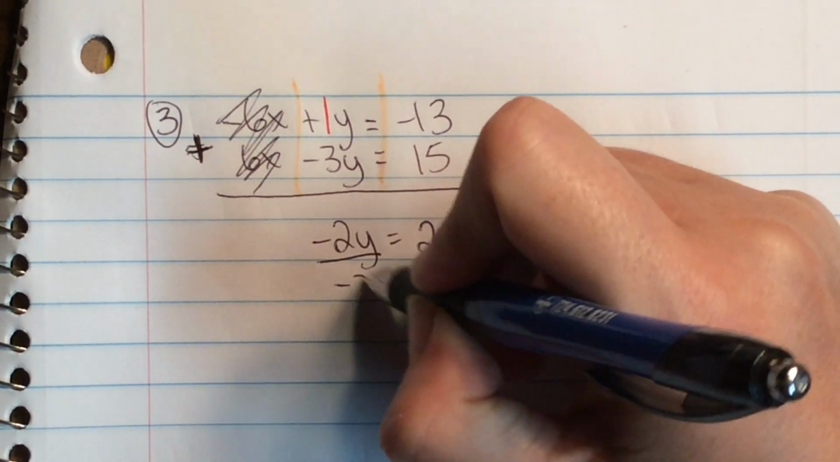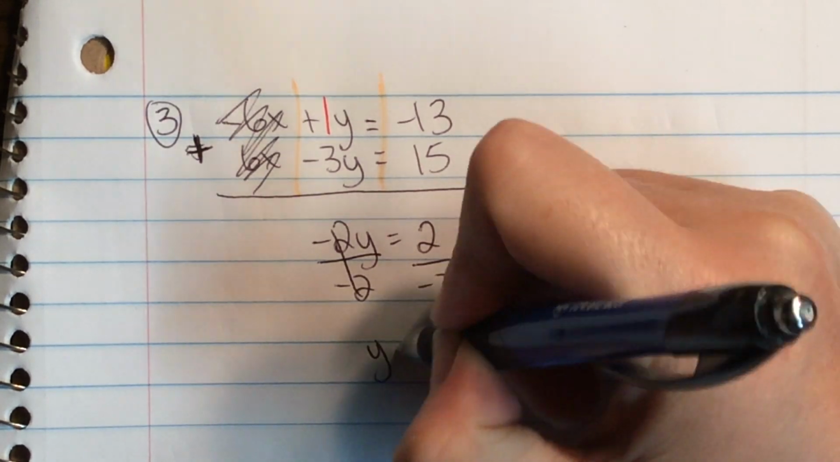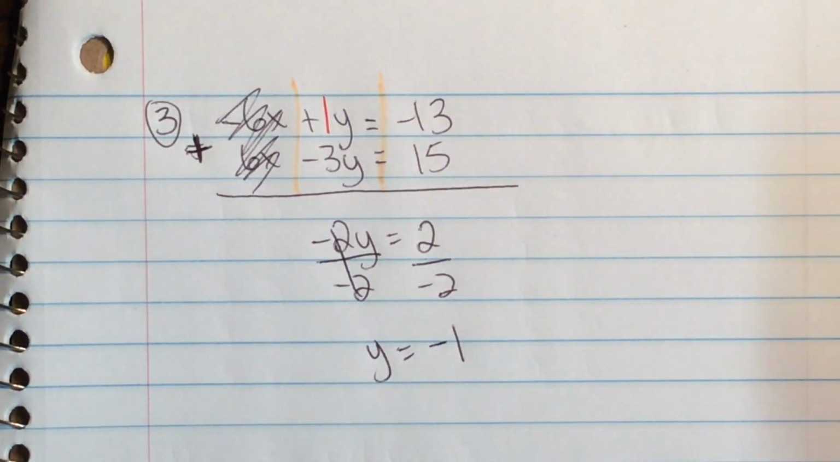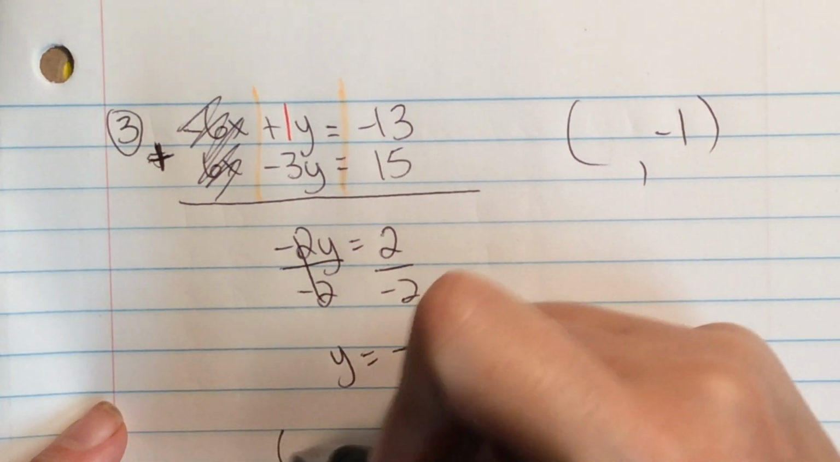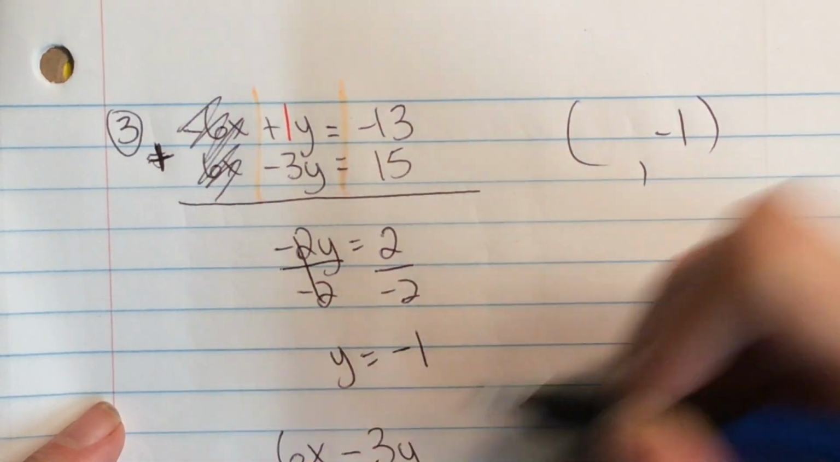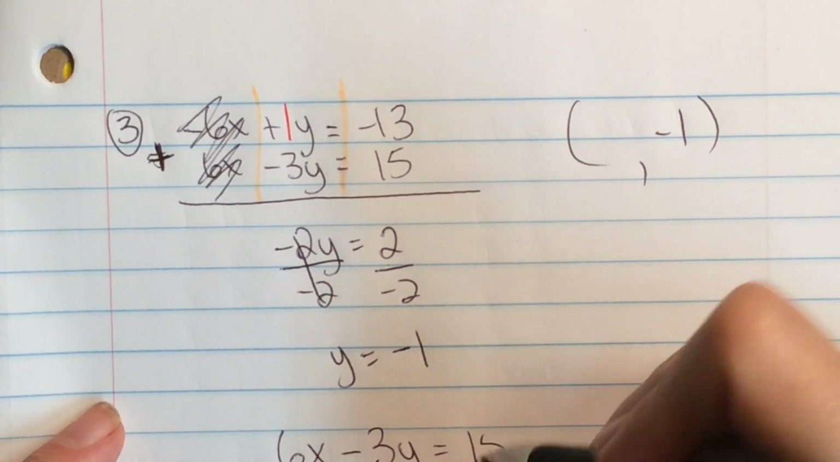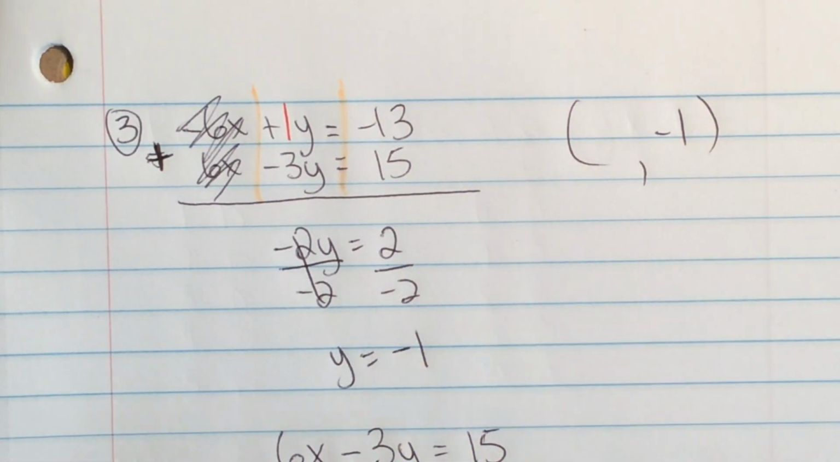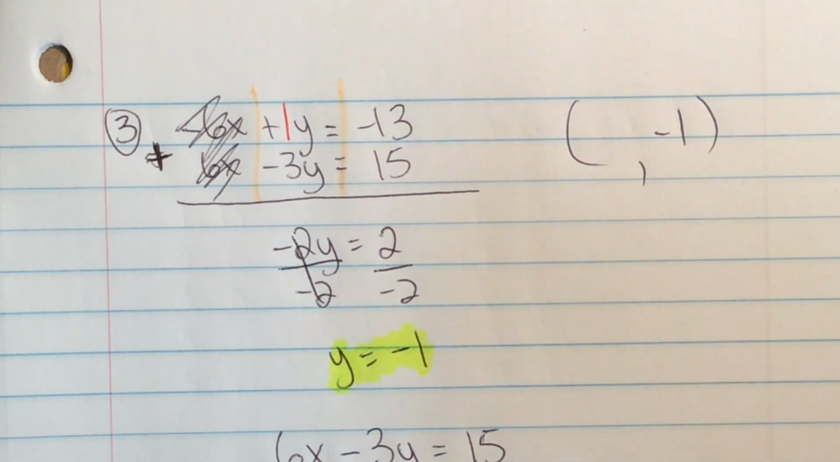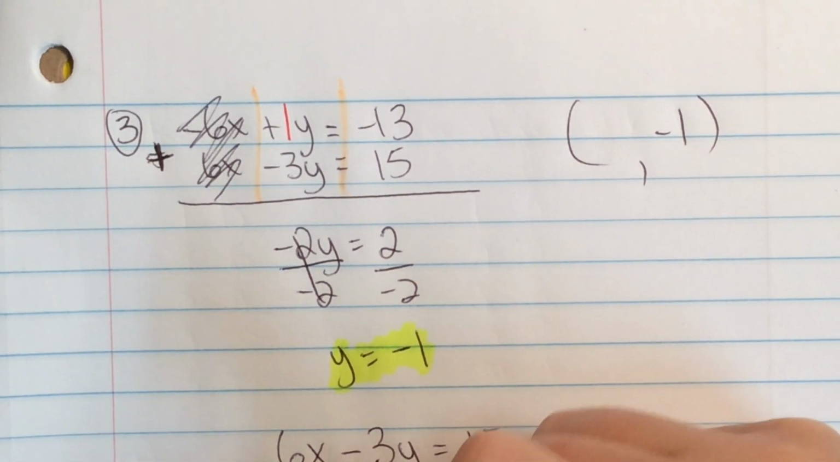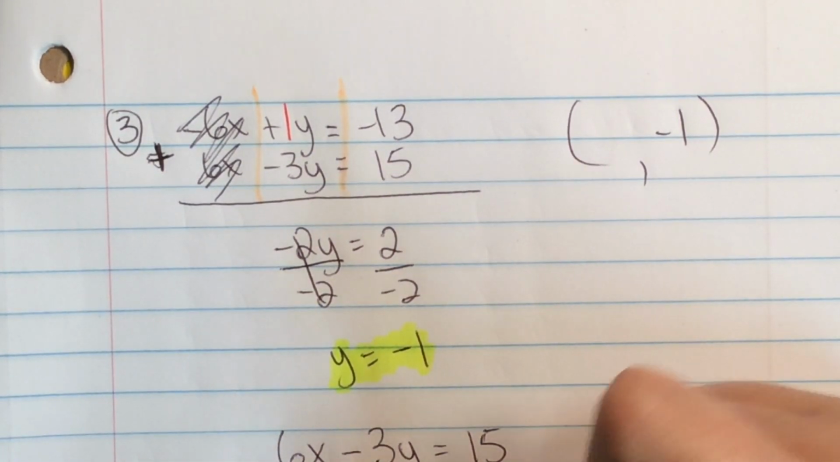And then I'm going to divide by -2 on both sides. And y is going to equal -1. So we know our y coordinate. Now we're going to use that and plug it back in. And this time, I think the second equation looks easier. Let's use that. So 6x minus 3y equals 15. So instead of y, we're going to put a -1 in. 6x minus 3 times -1 equals 15.